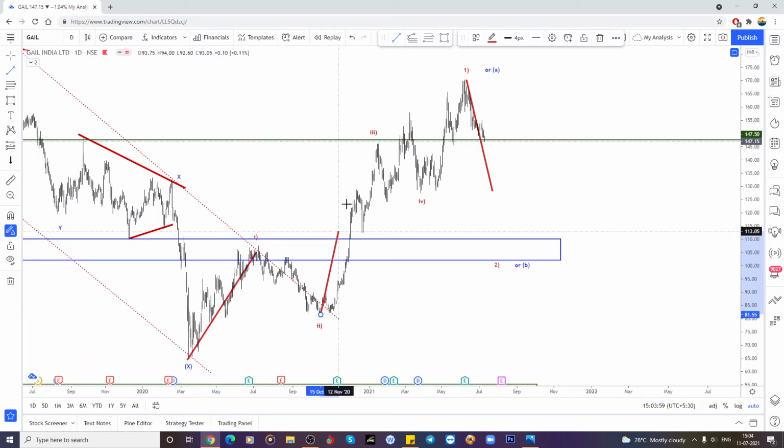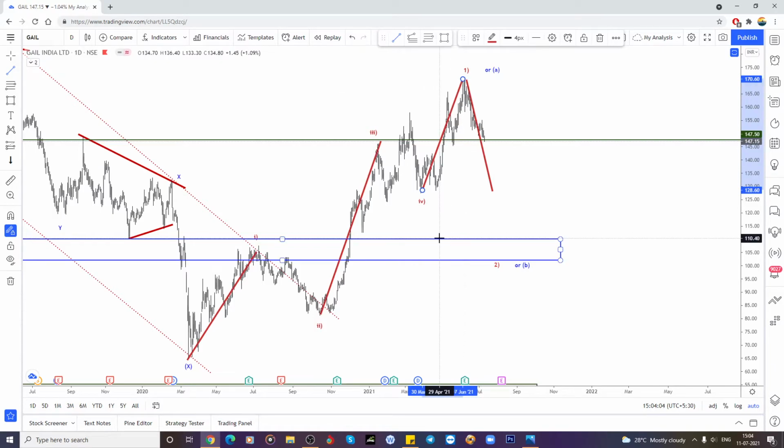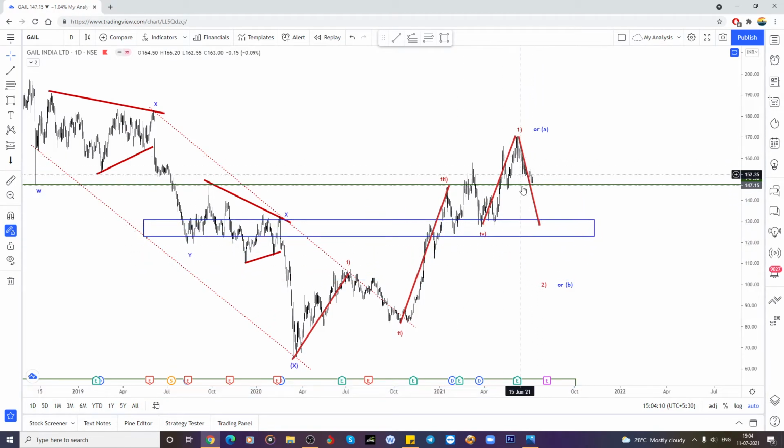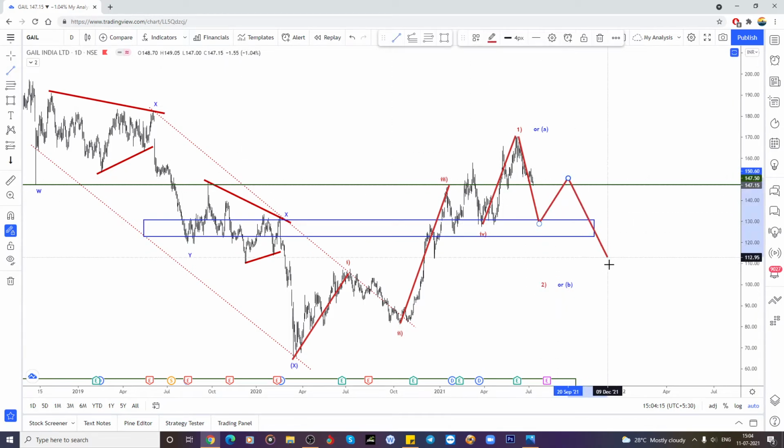1, 3 and 5. So I'm looking for the three-way structures to the downside, to the next resistance support zone. So whether it is making a simple correction or it is making a deeper correction to here.